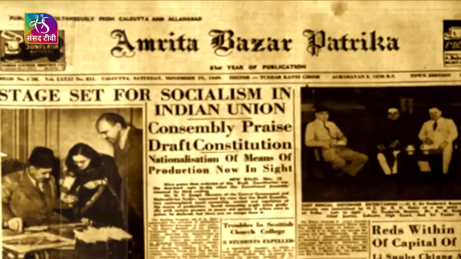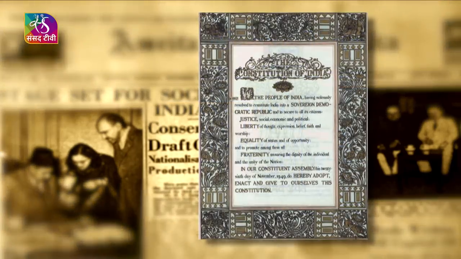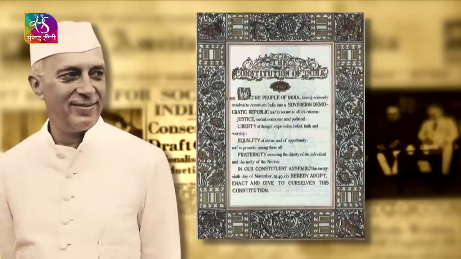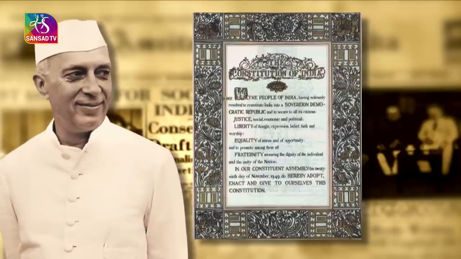But a fashionable idea of that time, inspired by the Soviet Union, was to opt for socialist planning. Now, there was so much enthusiasm about this that there was a lot of pressure on the drafters of the Indian Constitution to include the word socialism in the preamble of the Indian Constitution. In fact, Prime Minister Jawaharlal Nehru was a big advocate of this line of thinking.